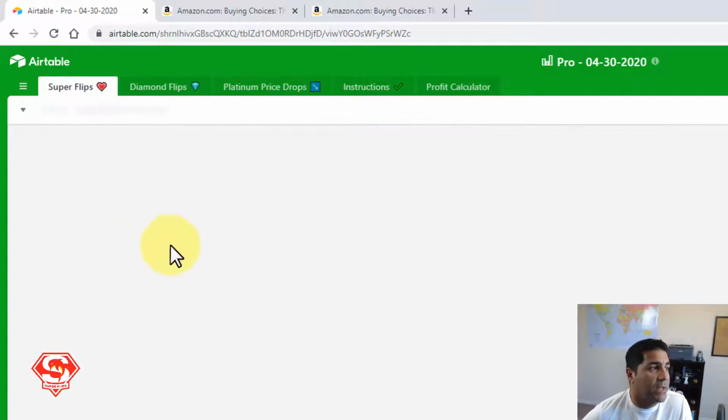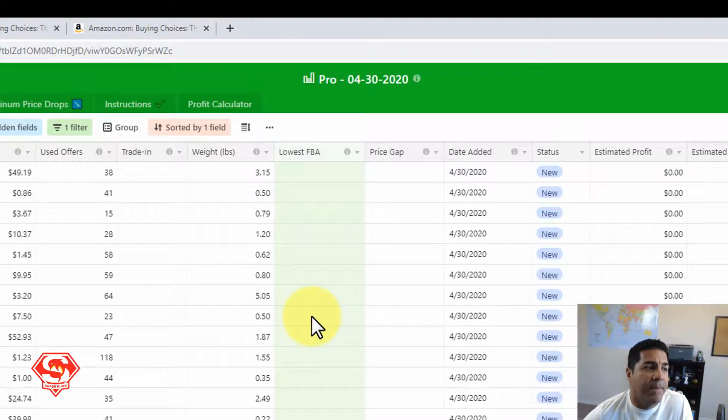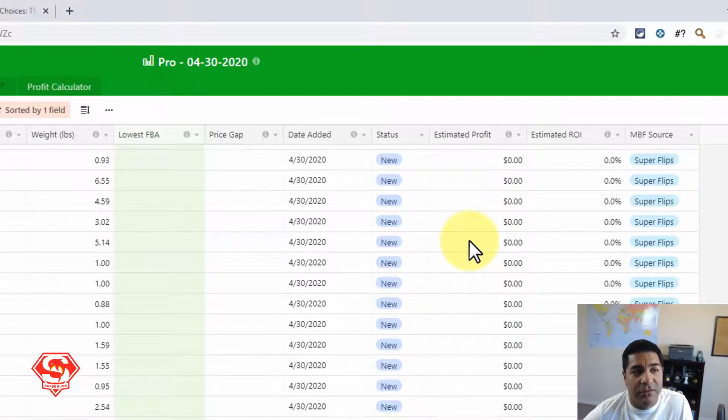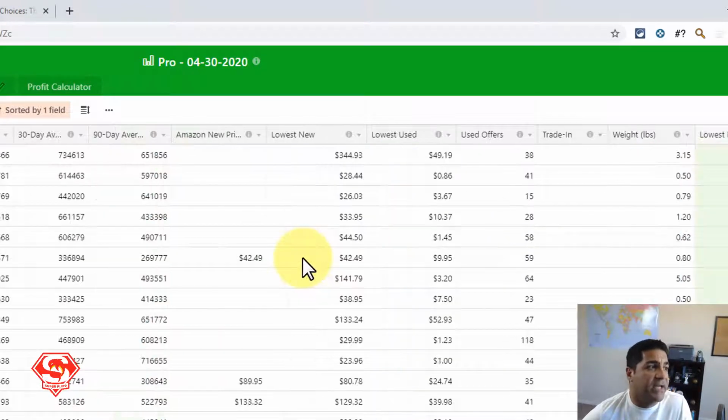Number 4, what number 4 is showing us, you see how this column here, the lowest FBA is blank? What that means is that Amazon did not supply the FBA offer. And what it means is that's why you don't see a profit in ROI. But that does not mean that it's not a profitable book. We need to check it out.